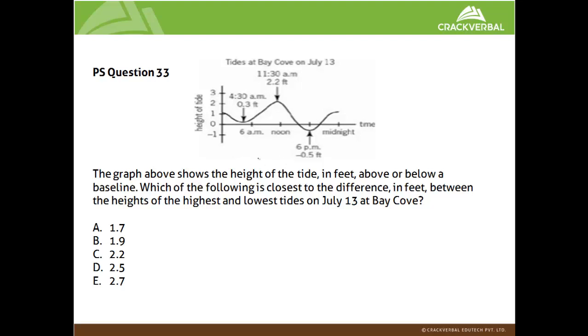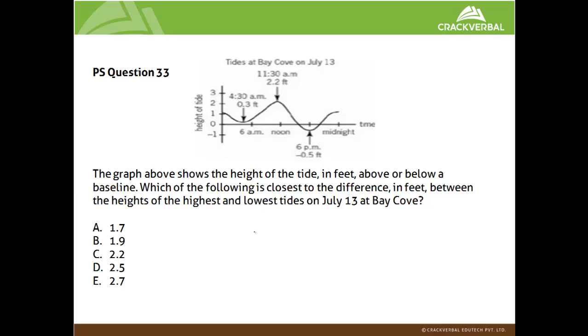So they have given us a graph where you can see the title of the graph is given as Tides at Bay Cove on July 30. Also, in the x-axis they have mentioned timing: 6 a.m., 12 noon, 6 p.m., then midnight, at a difference of every 6 hours. And also in the y-axis they have given 0, 1, 2, 3. So that is the height of the tide on the y-axis.